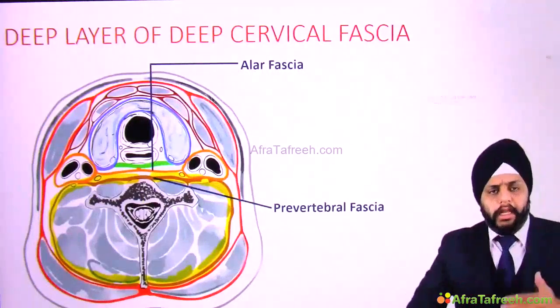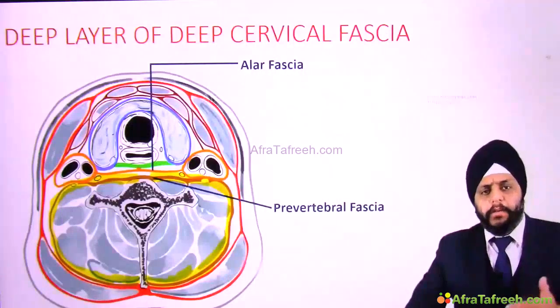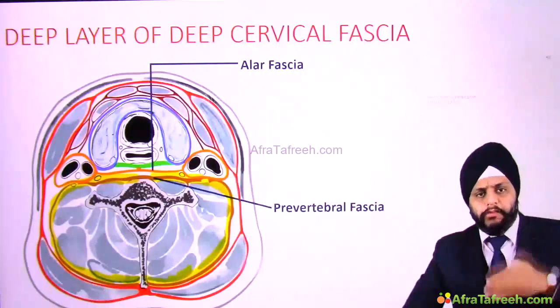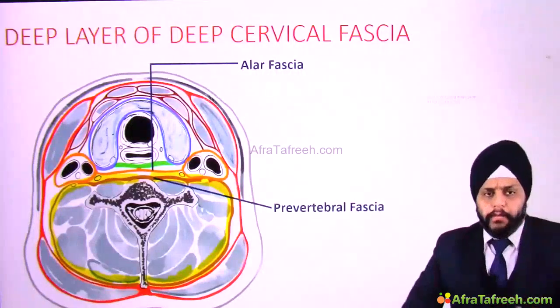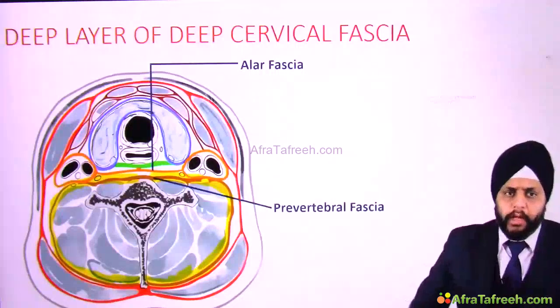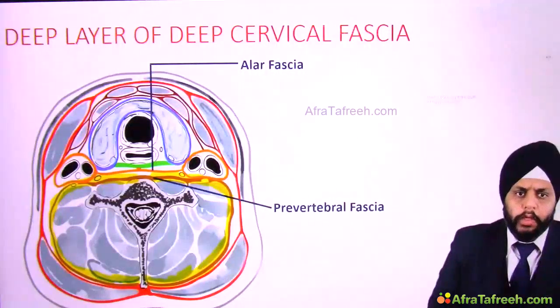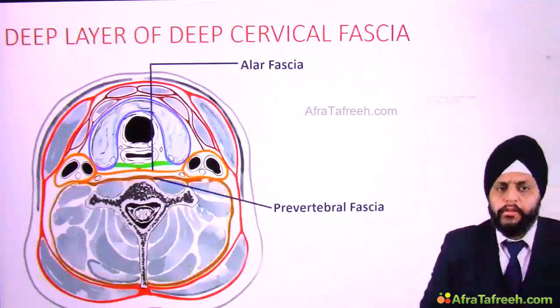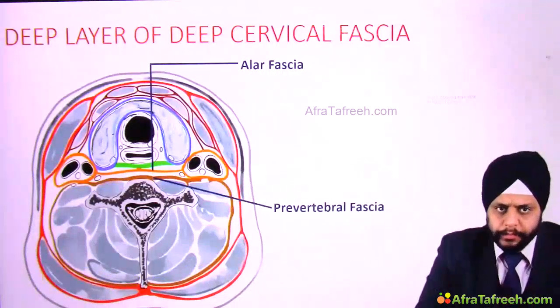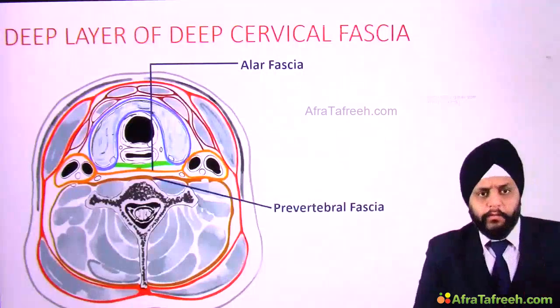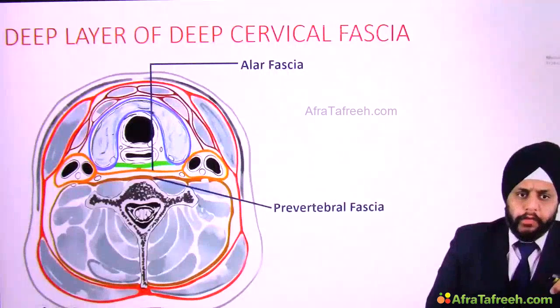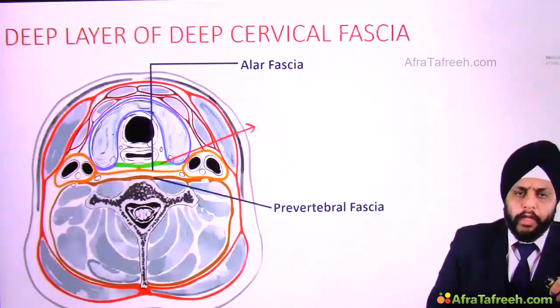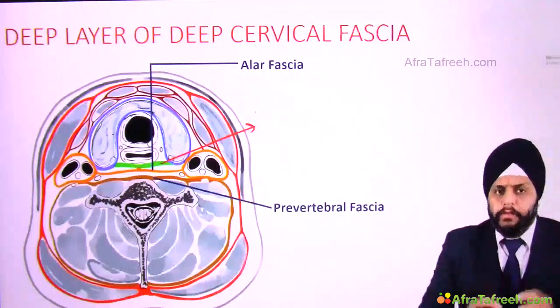Now anteriorly, the deep layer of deep cervical fascia is divided into two layers, the alar fascia and the prevertebral fascia. You can see over here they are divided into two different layers. Now remember, we just studied the buccopharyngeal fascia. So this green layer over here is the buccopharyngeal fascia that we have just studied.